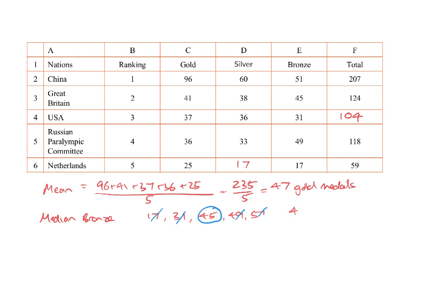So 45 bronze medals is our median number of bronze medals for the top 5 nations. Now, I mentioned formulae.